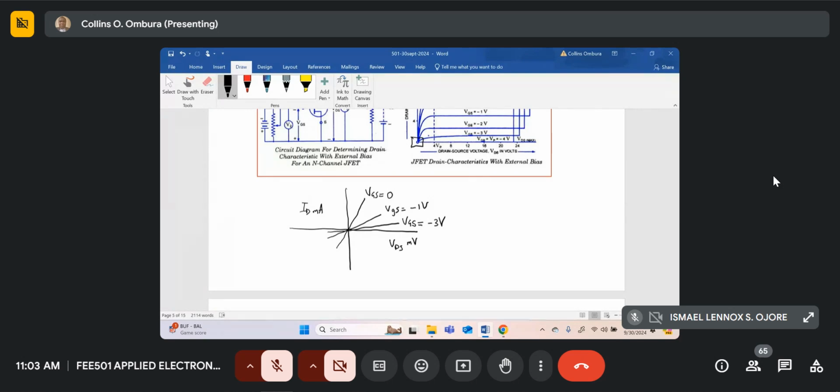Because remember, our switches, we can see some configuration. Sometimes the switch is going to be in series. So if this is your signal voltage, let me use VMT again. So this is our switch. So this is the switch in series with the load. It could be the input to the op amp.